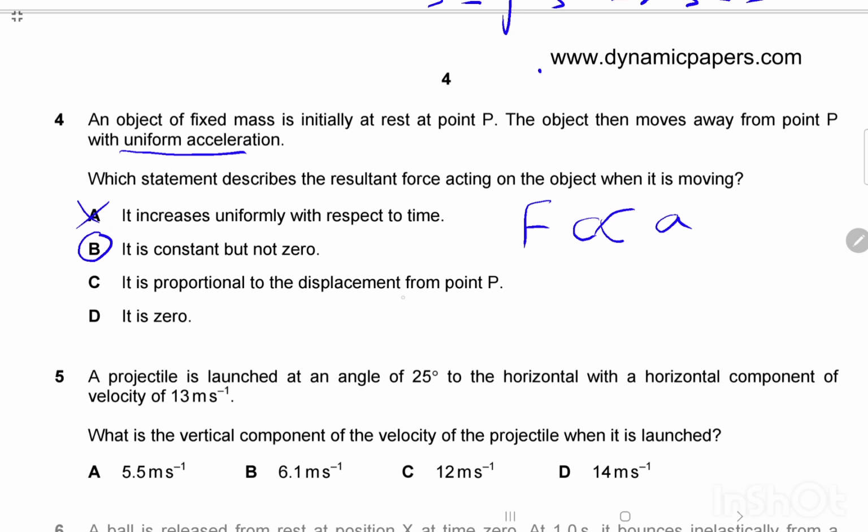It's proportional to displacement from point P? No, it's proportional to acceleration. It's zero? It's not zero. So option B is the correct answer.